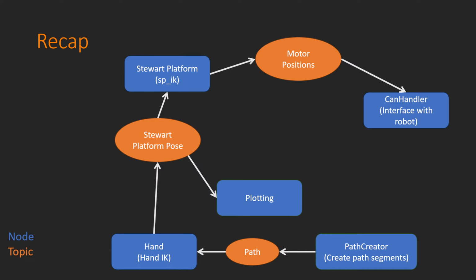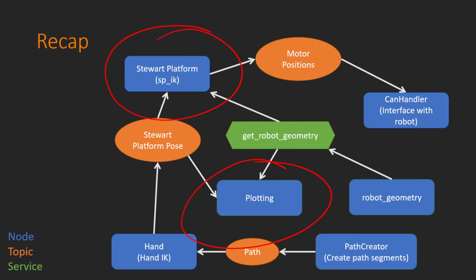Both of these two things, the Stewart platform and the plot, need to know what the geometry of the Stewart platform is, so I have a service that gets the robot geometry, which is stored in one central node. So all of the geometry is in this spot. If something changes, I just need to change that one piece of code and everything else will update properly. Then that is transmitted over this service to everything that needs it.